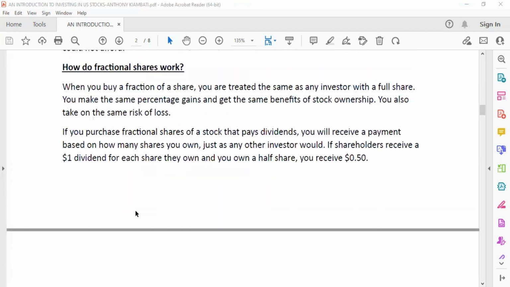So how do fractional shares work? When you buy a fraction of a share, you're treated the same as any investor with a full share. So you make the percentage gains and get the same benefits of stock ownership. If you purchase fractional shares of a stock, you'll also get dividends. You'll receive a payment based on how many shares you own, just as any other investor would. Let me give you an example. If shareholders receive a $1 dividend for each share and you own half a share, you'll receive a 0.50 USD dividend. I think that's simple maths. So far, so good. That's what we call fractional shares.